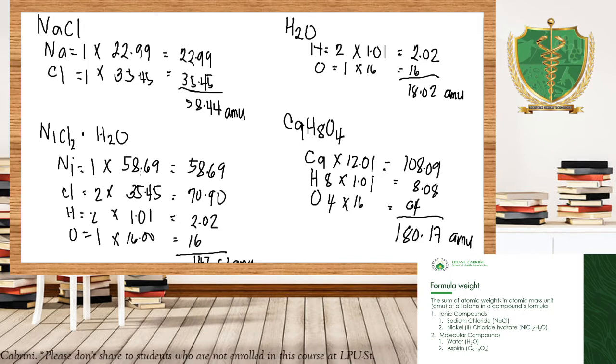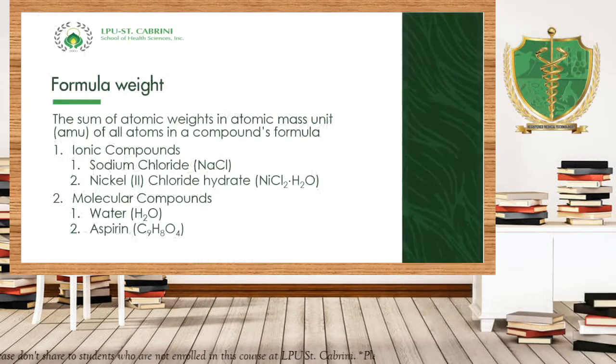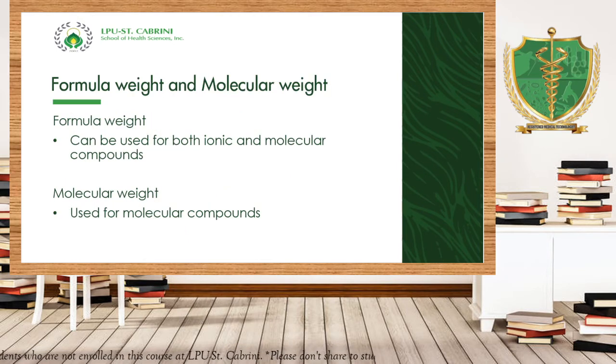The number of each element present is multiplied to the atomic weight, and then you get the sum; that will be your formula weight. Again, when we say formula weight, it refers to the sum of atomic weights in atomic mass unit of all atoms present in a compound. Now, we have what we call formula weight and molecular weight. Formula weight can be used for both ionic and molecular compounds or covalent compounds. However, molecular weight pertains to molecular compounds only.